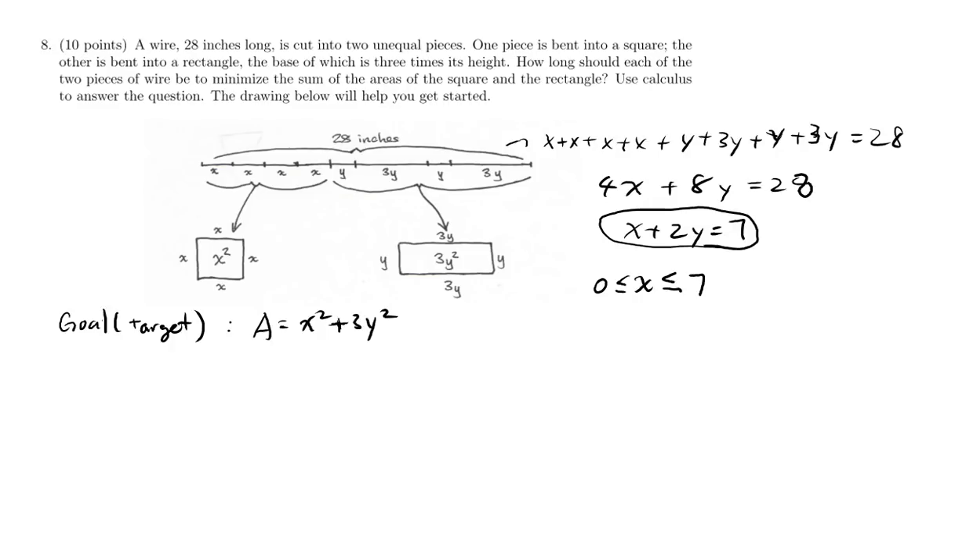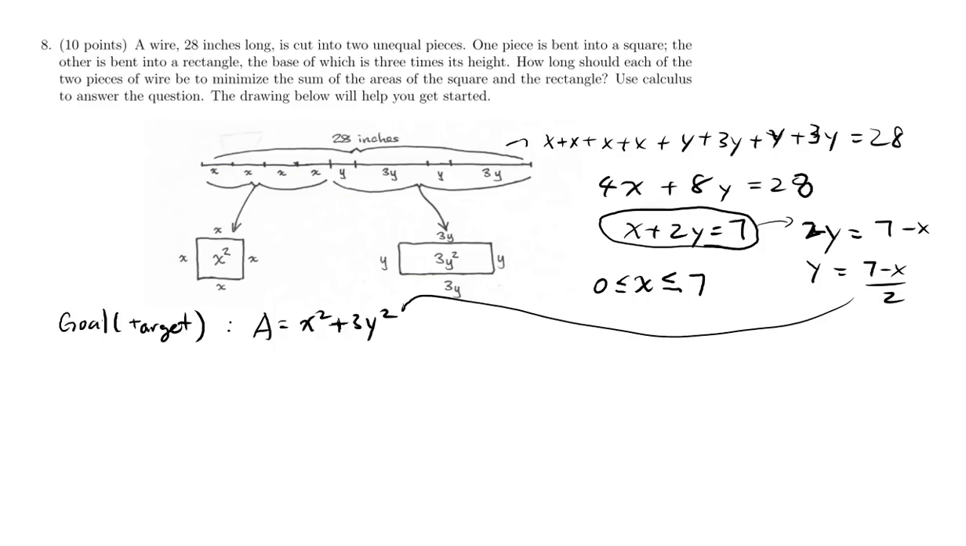I'll try to solve for y because I want the resulting function to be a function of x, but you can certainly try to solve this for x and write something else here. So we have 2y equals, if you subtract x from both sides, 2y equals 7 minus x, and therefore y is (7 minus x) over 2.